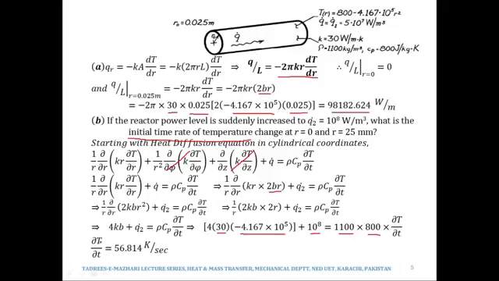So what does this mean? It means that in 1 second the temperature is going up. We got a plus 56.8, so in 1 second the temperature is increasing by 56.8 Kelvin or 56.8 degrees Celsius. This is what it means.